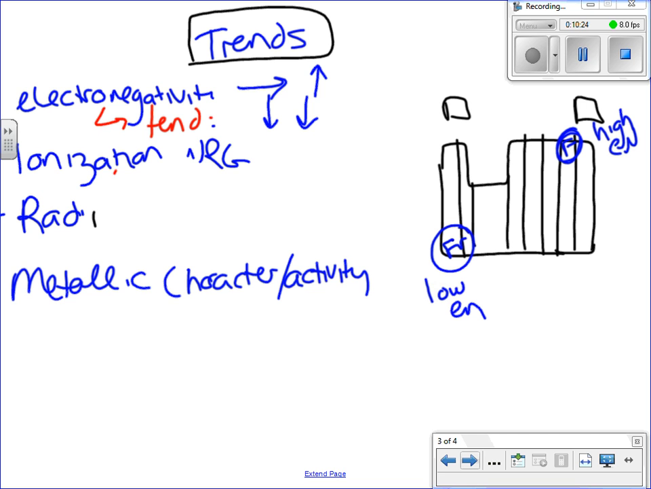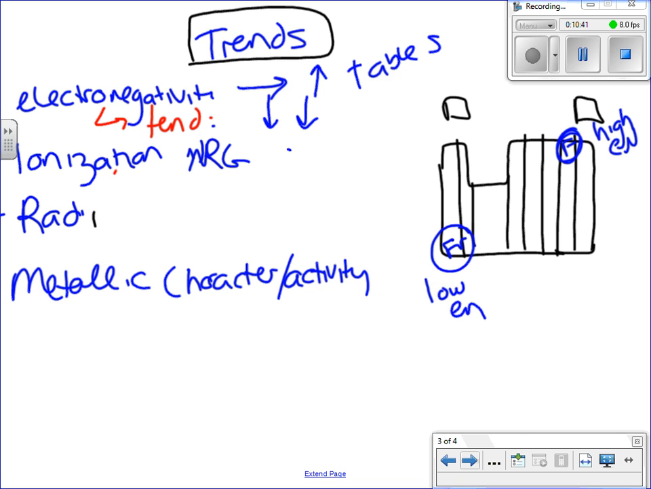Across a period, electronegativity goes up. So your highest is fluorine, and your lowest is francium. Don't have to memorize that. Look it up in Table S. But it's helpful to keep francium and fluorine in mind because those are some really good examples that you can go back and check. Okay?